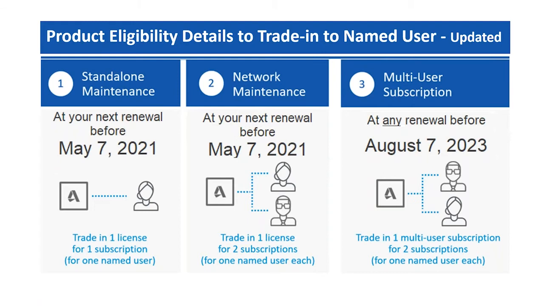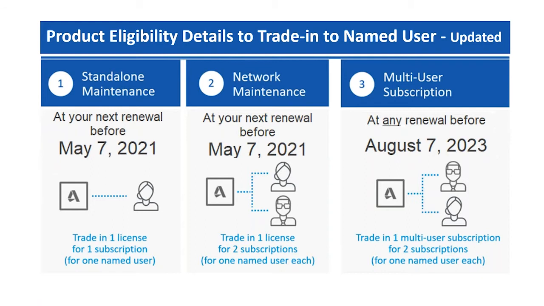Now, moving to network maintenance, very similar. The only difference here is that for each network license you have on maintenance, you can trade in for 2 subscriptions for 1 named user each. And that cost will be a total cost of what you pay today. So what you would pay to renew 1, you would get 2. And you also get that ongoing discount until 2028 of no more than 5% every other year.